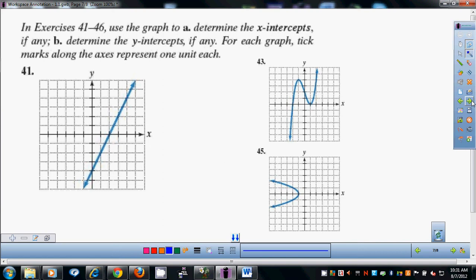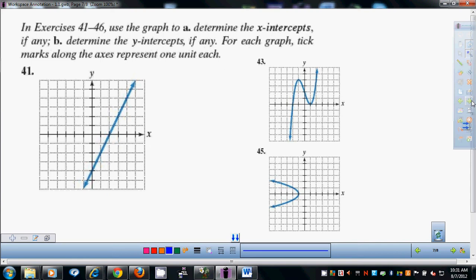Austin, can you tell me on 41 where does this thing have an x-intercept? Very good. 2 zeros where it crosses the x-axis, x-intercept. Very good. Spencer, can you tell me what the y-intercept is for 41? 0, negative 4. Yeah, 0, negative 4.